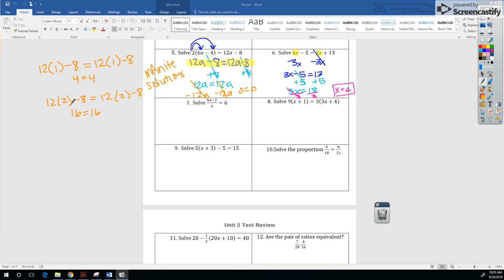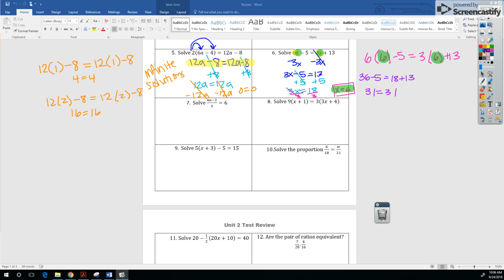So just like I was talking about solutions over in number 5, let's look at why 6 is a solution in number 6. So 6 times 6 minus 5 should be equivalent to 3 times 6 plus 13. See what I did there? Because x equals 6, where I had the x's in the problem, I'm substituting in a 6. So 6 times 6 is 36 minus 5, and 3 times 6 is 18 plus 13. 36 minus 5 is 31, and 18 plus 13 is also 31. So that's why 6 works.